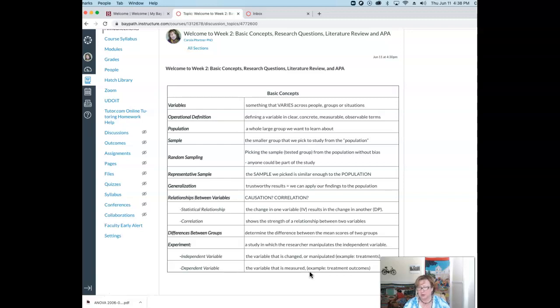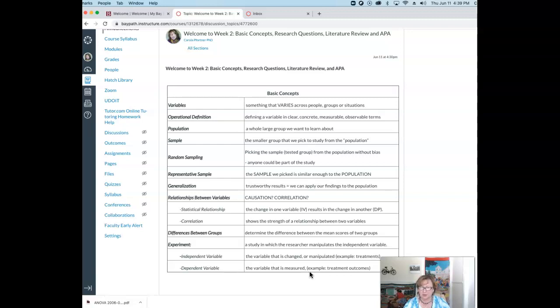For example, treatments. What about cognitive behavioral treatment versus psychodynamic treatment? So if I have these two treatments and I have a bunch of people in these treatments, are the outcomes different for the one treatment versus the other?